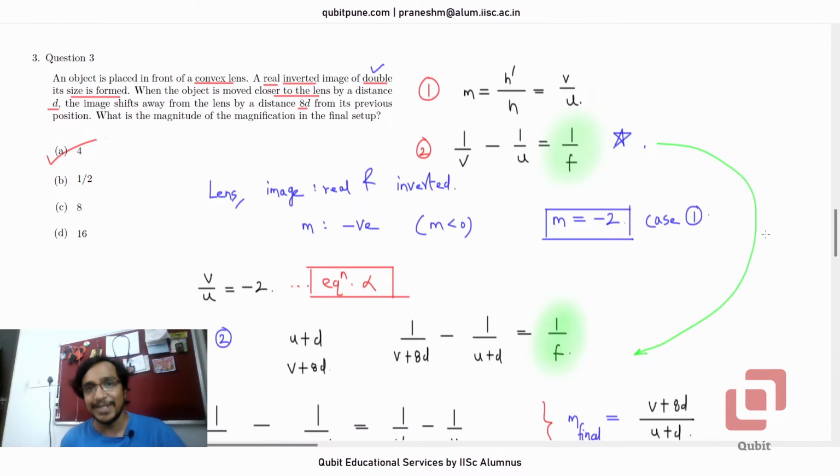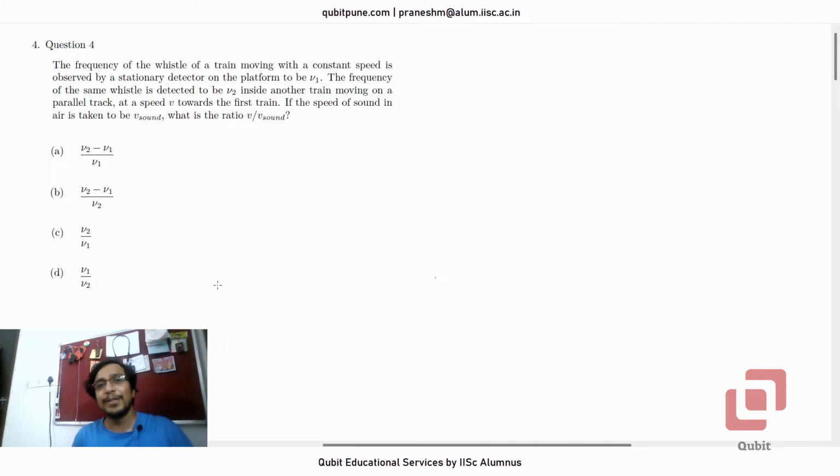Alright, that's question 3. MCQ number 4 on Doppler effect. The frequency of the whistle of a train moving with a constant speed is observed by a stationary detector on the platform to be nu1.